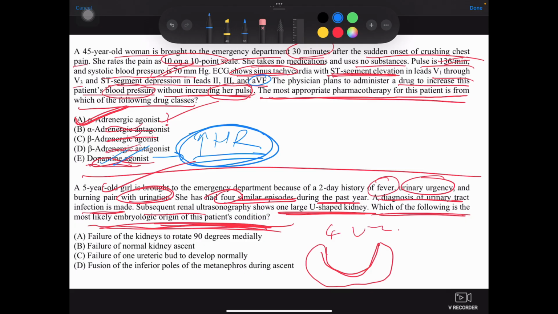Turner syndrome, maybe she has. Failure of the kidney to rotate, no. Failure of the normal kidney ascent, can be. Failure of one ureteric bud, no. Fusion of the inferior, this is the answer. Fusion of the inferior poles of the metanephros during ascent, because of which ascent was not completed. Okay, yes, answer is D.